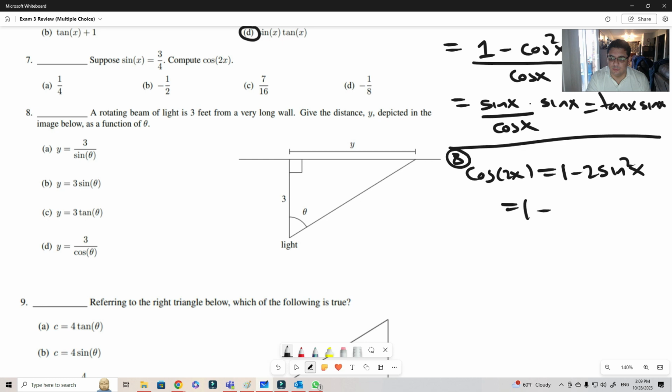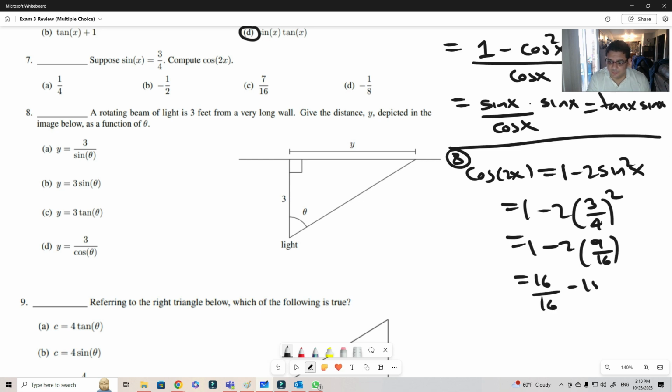And now this is 1 minus 2, and then 3 over 4 squared. Of course, we gotta square the result, and this is gonna be 9 over 16. I can convert the 1 into 16 over 16, and this is minus 18 over 16, and this is gonna end up being minus 2 over 16, which is equivalent to minus 1 over 8, which is option D as well here.